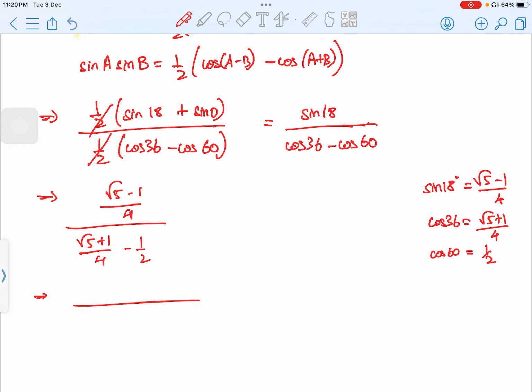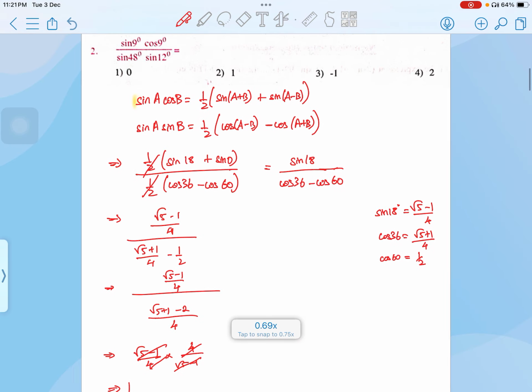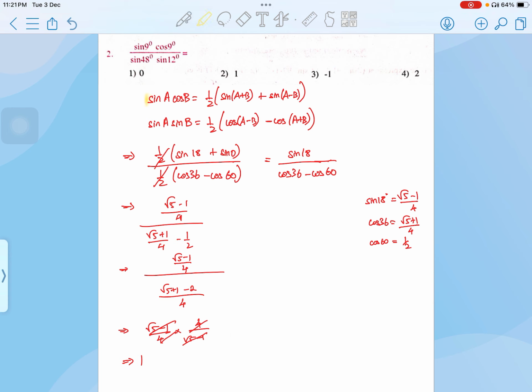So when you take the LCM, the denominator will be 4, root 5 plus 1 minus 2 will be there. In the numerator, root 5 minus 1 by 4 will be as it is. So your numerator is root 5 minus 1 by 4 times 4 divided by root 5 minus 1, that is plus 1 minus 2. This and this cancel. So overall answer 1. Option 2. Next one.